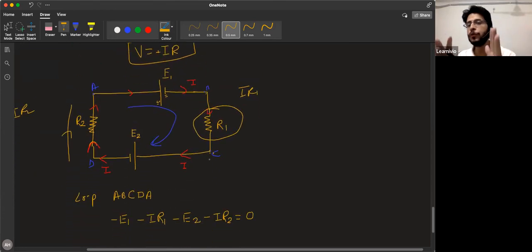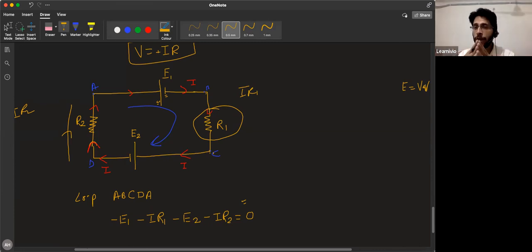Now, the philosophy behind this law is that it is based on conservation of energy. So how does this equation represent conservation of energy? Listen first. Voltage represents energy. Energy is voltage multiplied by charge. So if you are writing voltage, that means you are representing energy. In a circuit, you have two types of elements. Some elements provide energy to the circuit, like cells which are discharging.